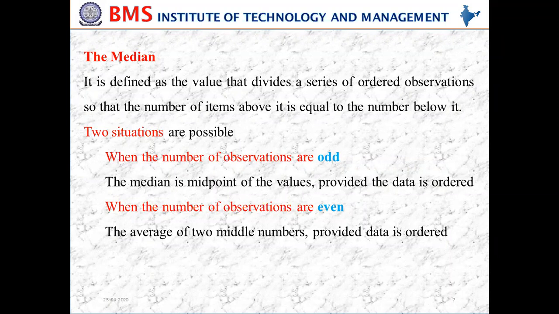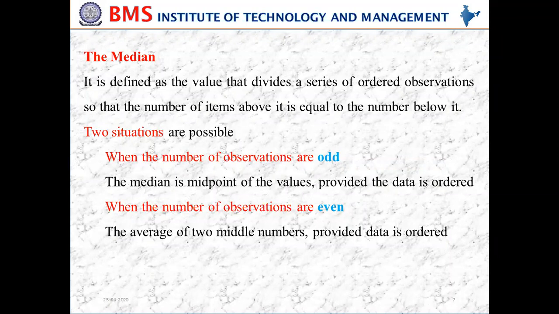If the number of observations is odd, then the median is nothing but the midpoint of the observations. Means if there are 7, the midpoint will be the 4th. If it is 11, the midpoint is 6. If it is 15, the midpoint is 8. So the (n plus 1) by 2 th term is going to be the median value. That is, if it is 15, 15 plus 1 by 2, 16 by 2, so the 8th term is going to be the midpoint of that value. So this is how the median is calculated in the measures of central tendency.